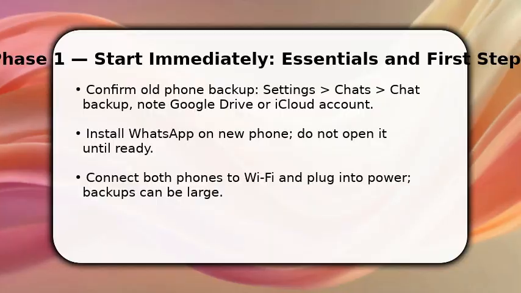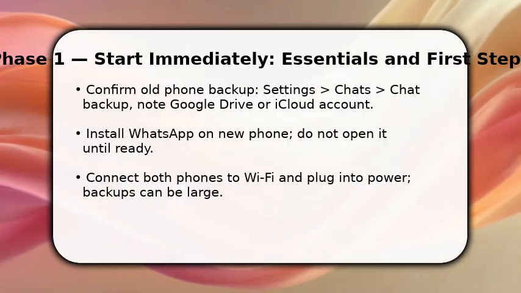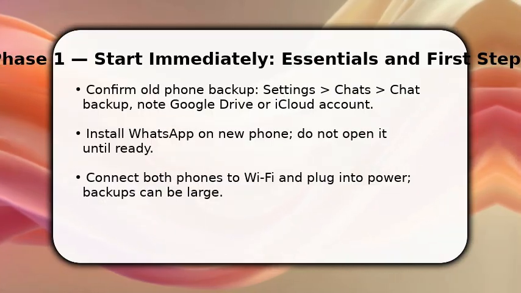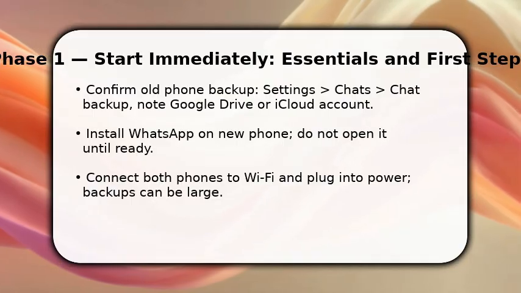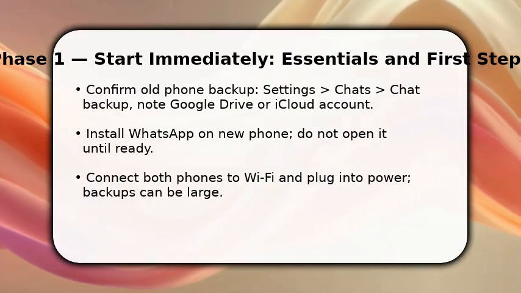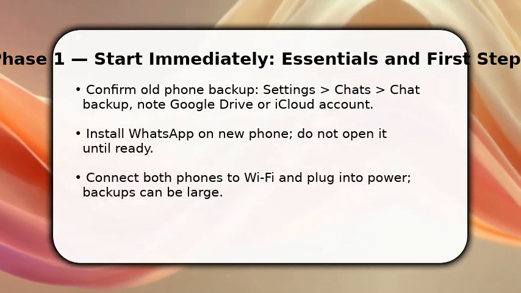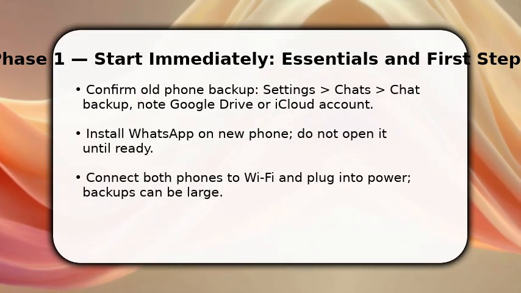Enjoy the video. You begin by ensuring the backup exists and is accessible. On the old phone, open WhatsApp and tap Settings, Chats, Chat Backup, confirm last backup date and account. Once done, install WhatsApp on the new device but do not register yet. This prevents accidental overwrites. Make sure both phones are on the same Wi-Fi network and charging. Large backups may take time.